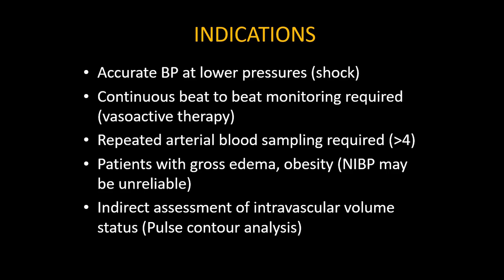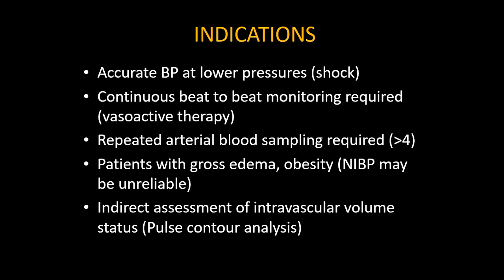What are the indications of arterial cannulation? When we want to measure accurate BP, especially when the patient is in shock, where the manual BP can be erroneous. Continuous beat to beat monitoring is required where we are giving vasoactive therapy, or where repeated arterial punctures are needed because of more than 4 blood samples.